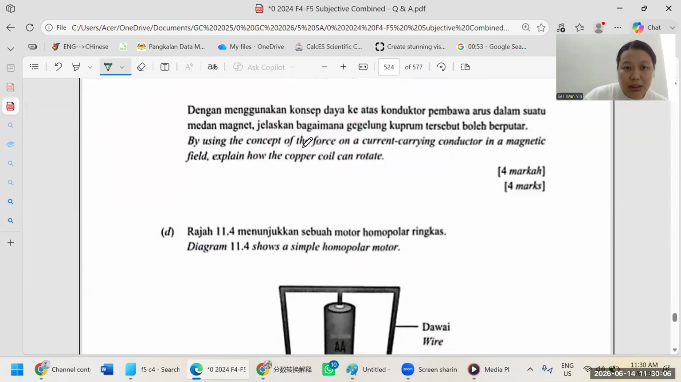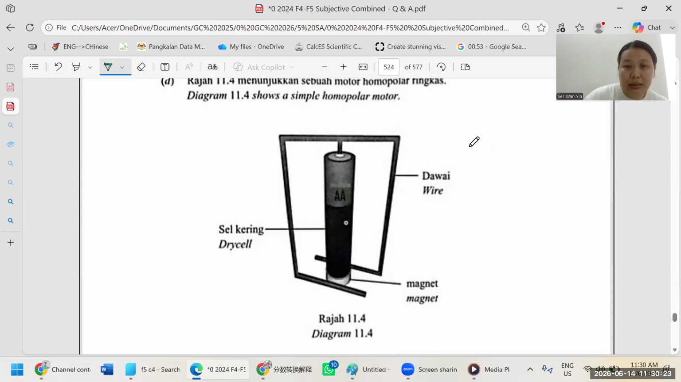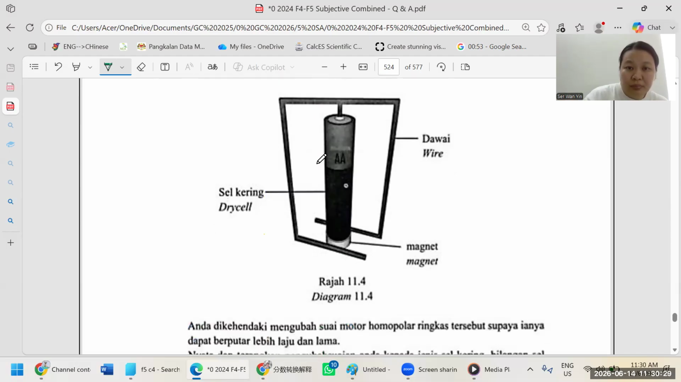Then same thing, see? Force on current carrying conductor in a magnetic field. Why don't they tell you the name so that you can write the name? I think you all know. Then this is a homopolar motor. Yeah, so same thing, it will rotate.